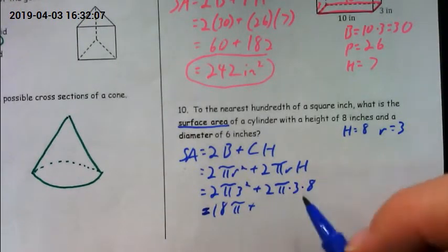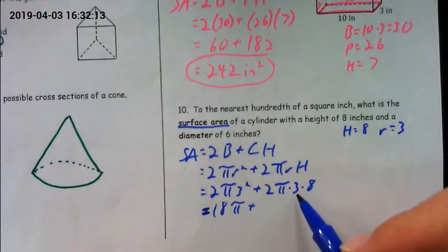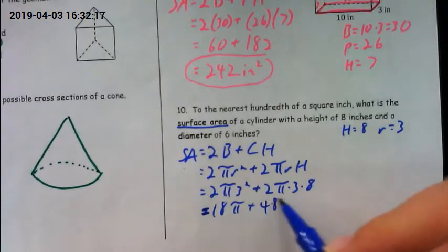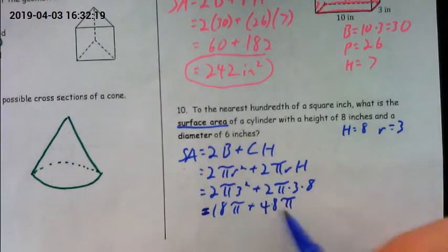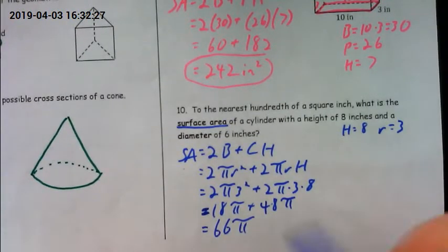2 pi times 3 times 8. 2 times 3 is 6. 6 times 8 is 48. 48 pi. Add those two together. It's 66. 66 pi.